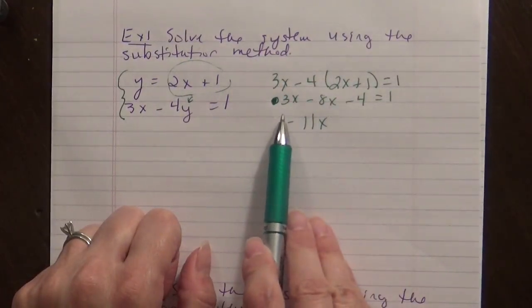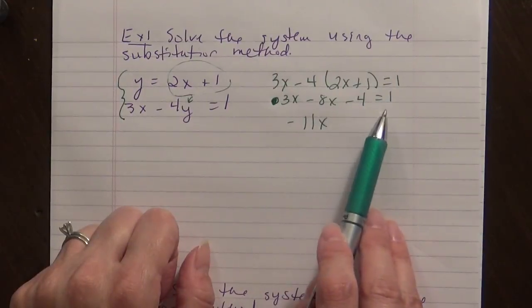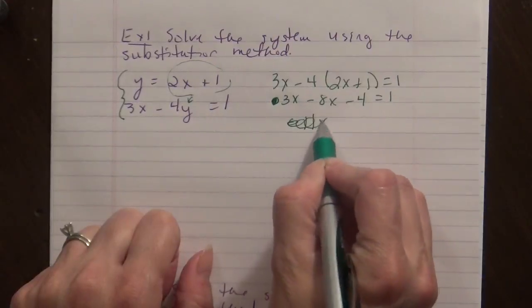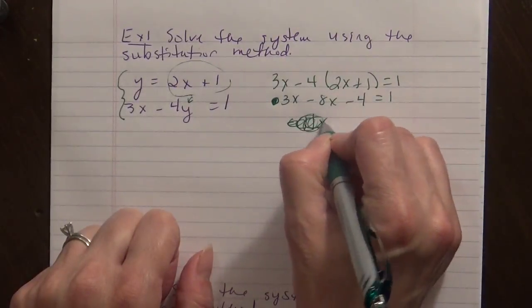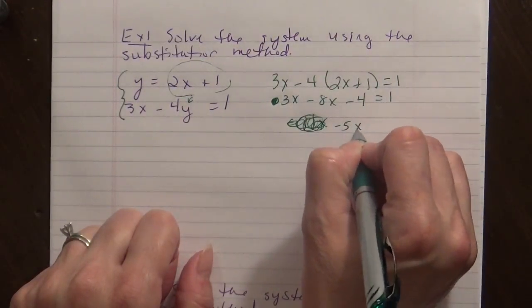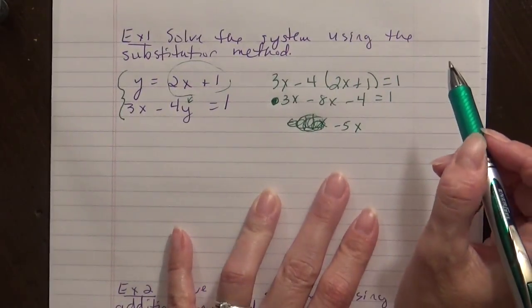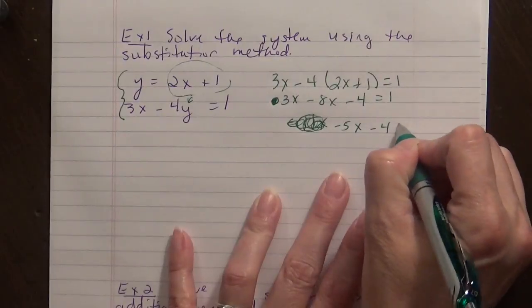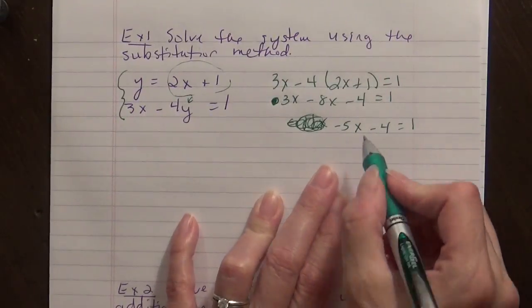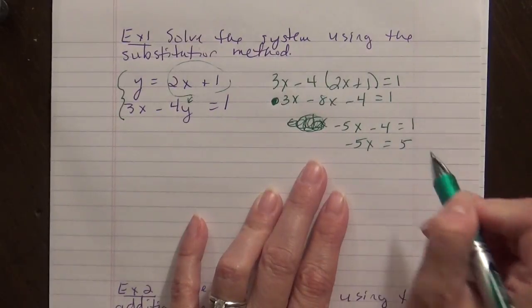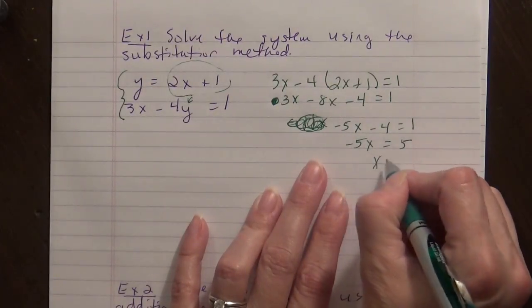Alright, that's a positive 3x minus 8x minus 4 equals 1. So 3x minus 8x gives me negative 5x. At least I caught my mistake, because I don't have you guys to tell me when I mess up one on the videos. So I've got negative 5x minus 4 equals 1. Add 4 to both sides. Negative 5x equals 5. And then divide by negative 5, I get x equals negative 1.